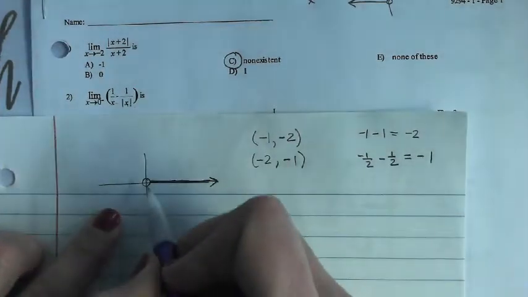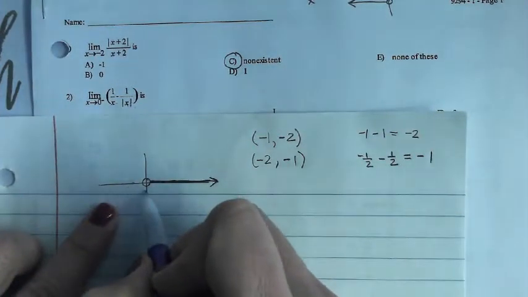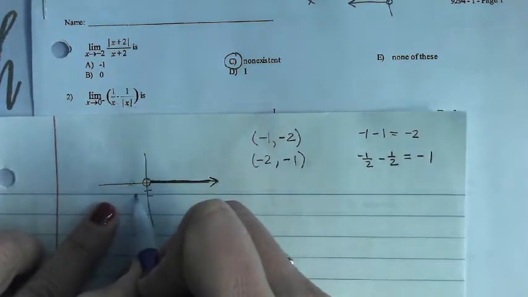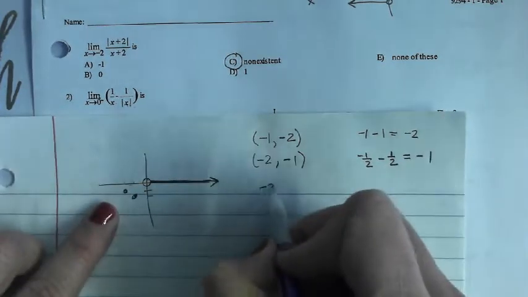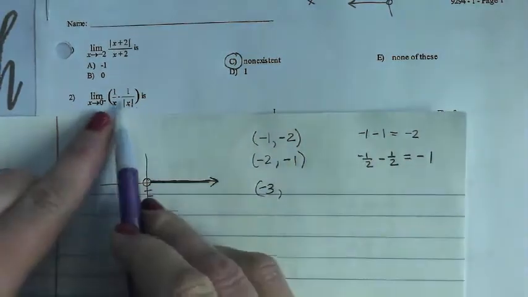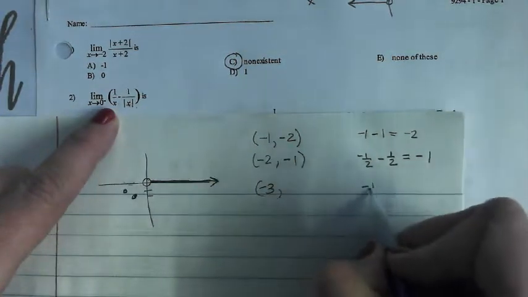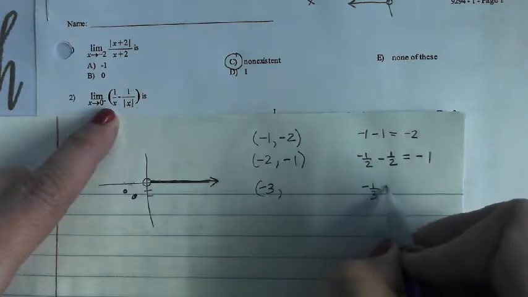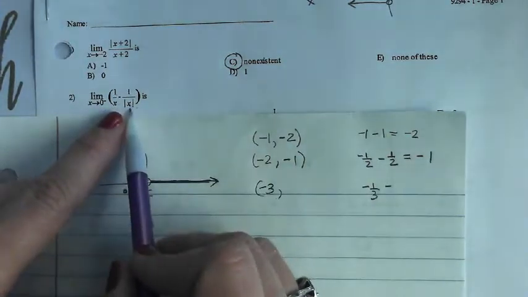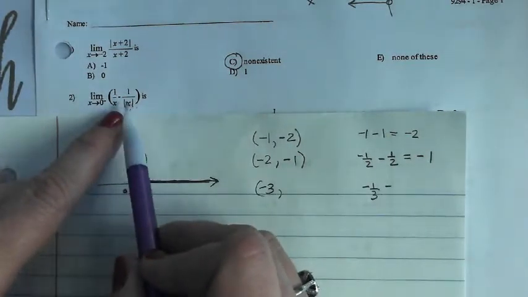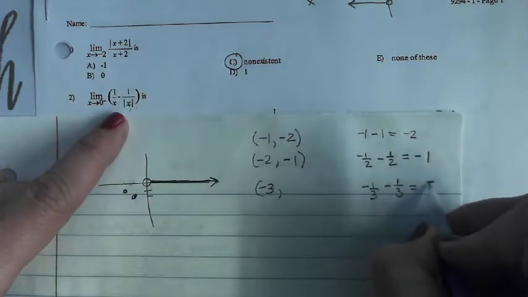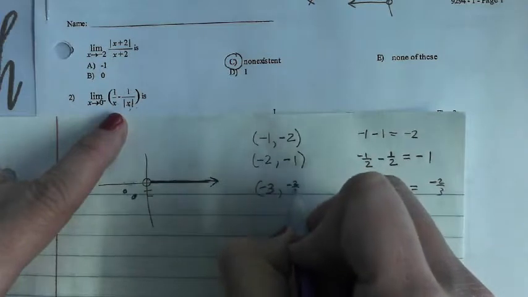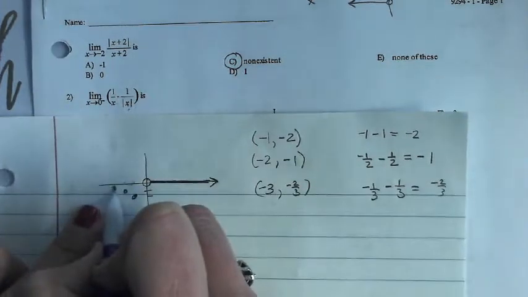So I'm just going to sketch these. Negative 1 is at negative 2. Negative 2 is at negative 1. What's going to happen at negative 3? If we plug in negative 3, we get negative 1/3, minus, the absolute value becomes just 3, so it's just minus 1/3. What's that? Negative 2/3. Negative 3 is negative 2/3.